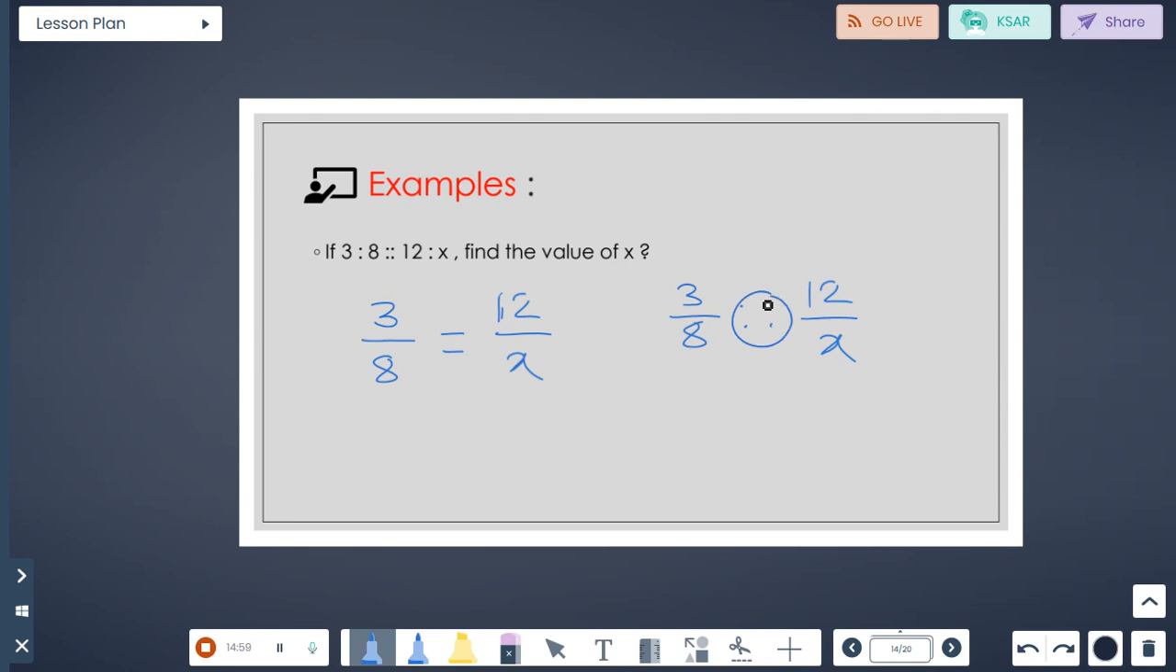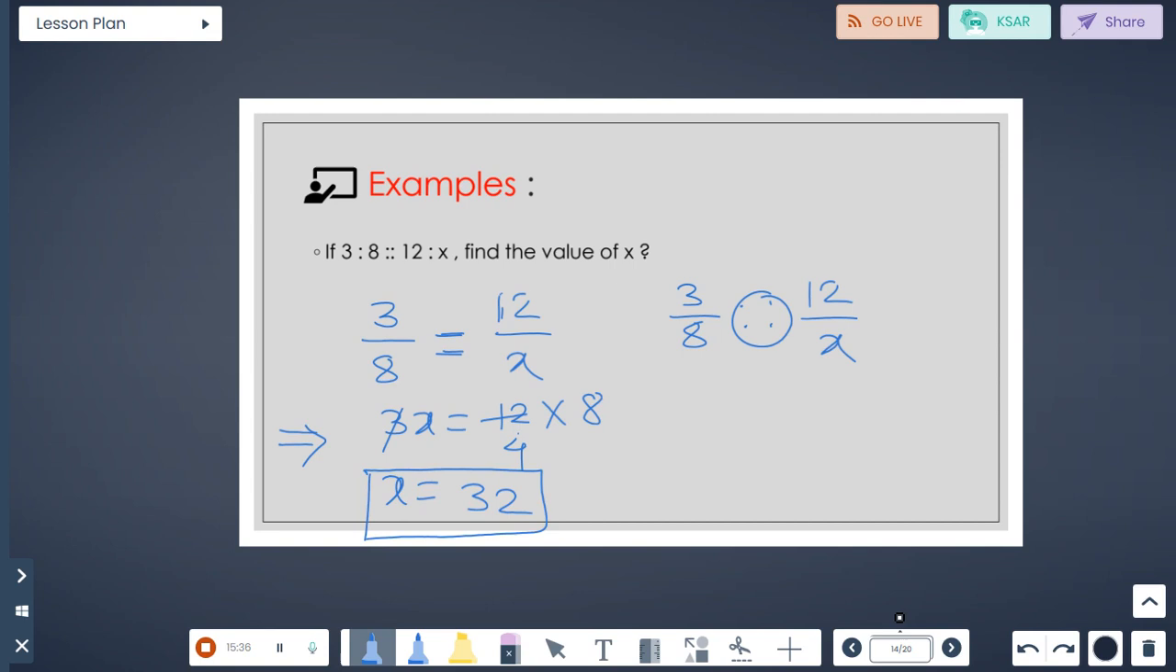This symbol indicates the equal to sign. Now simply cross multiply, we get 3x is equal to 12 multiplied by 8. We have to find the value of small x. So this 3 cancels with 12, giving 4. So x is equal to 8 multiplied by 4, which means 32. The value of x is 32.